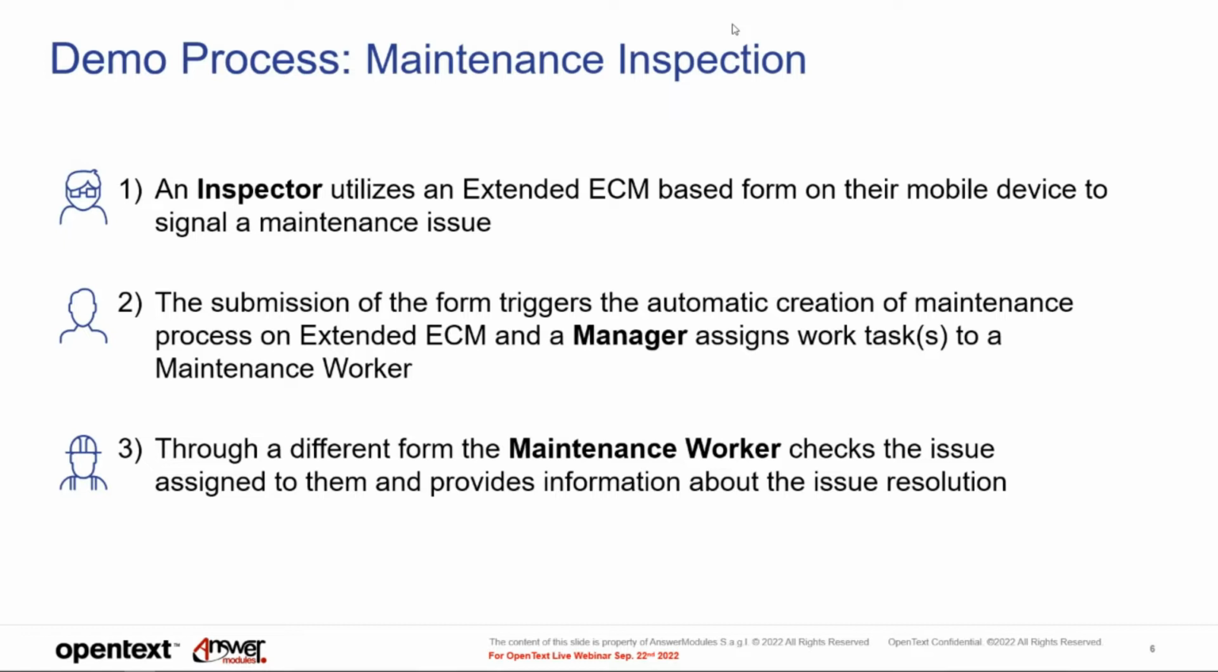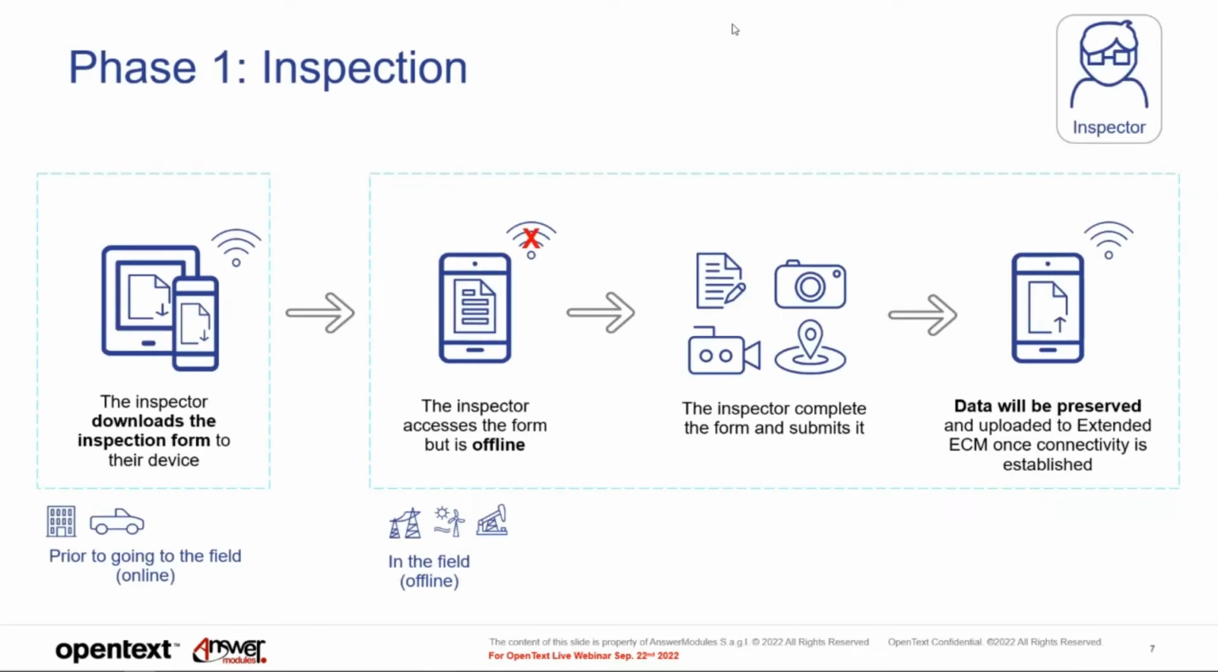And then the third persona is the maintenance worker. Their task is really having a task to accomplish, going out onto the field, having access to a mobile form, which indicates what needs to be done, maybe some accompanying documentation, and then documenting the work and essentially closing out the issue. So this is the high level overview of what the process is, and more importantly, the three actors that we'll be seeing. So to go into a little bit more detail.